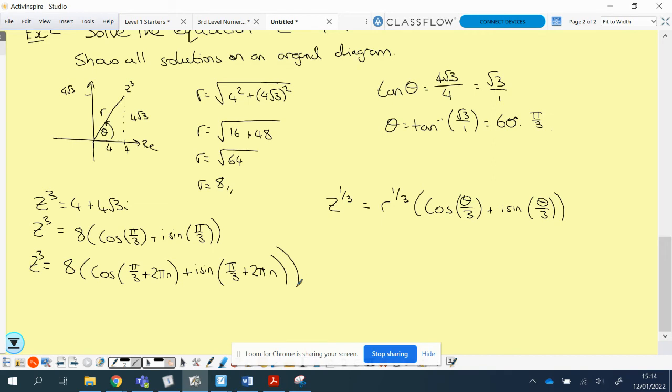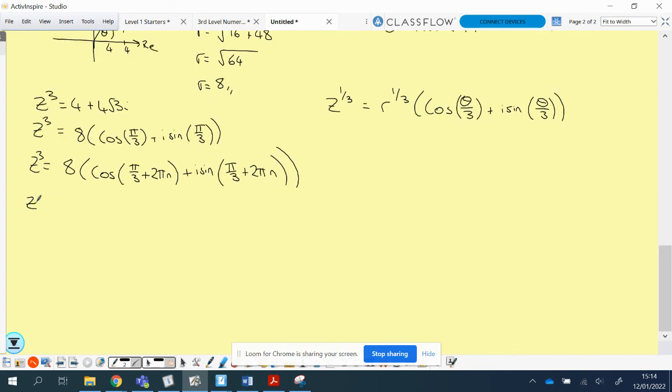Okay, so therefore to find z, so to take the cube root of this, that means it's going to have to be 8 to the power of a third, cos of pi over 3 plus 2 pi n, all divided by 3, plus i sine of pi over 3 plus 2 pi n over 3. Okay.